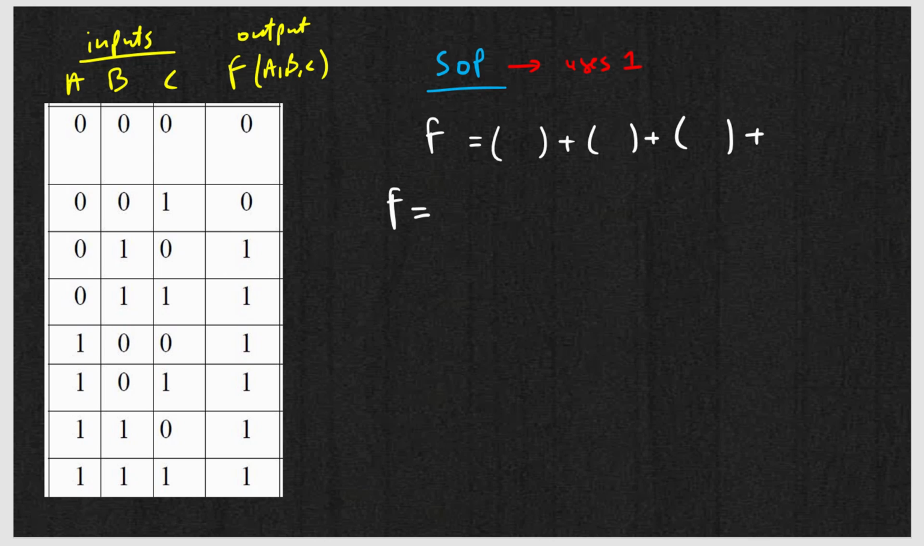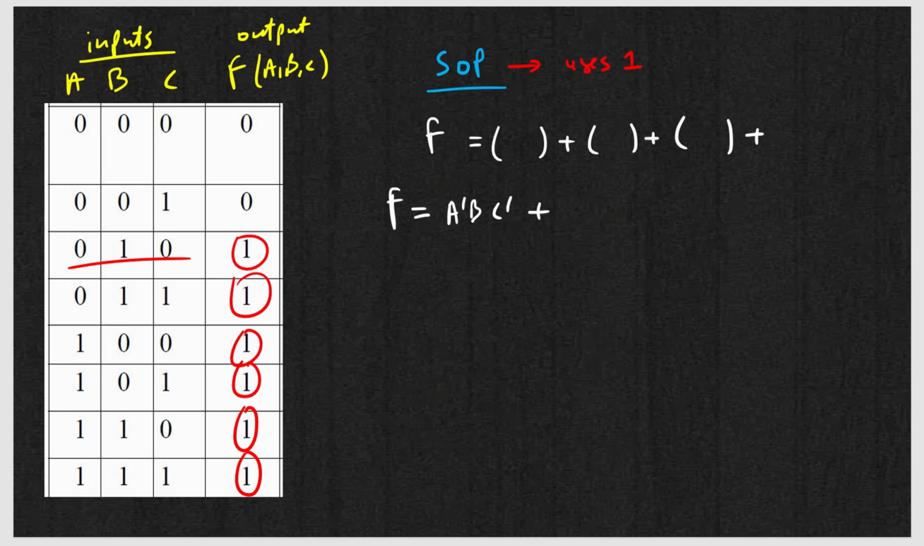Okay. So the first one is A prime, B prime, C prime. A prime, B, C prime, right? Remember, you only use the ones. If you are asked to find the SOP, you don't start from the beginning. You start from where you have the ones, which is the minterm.